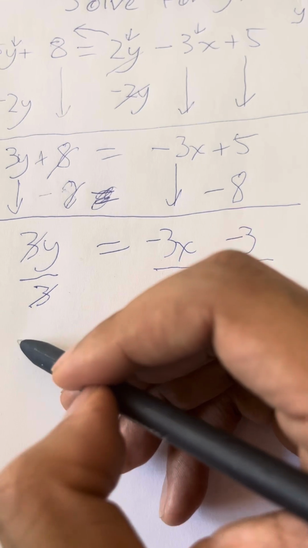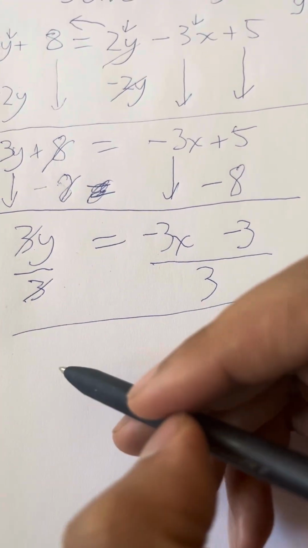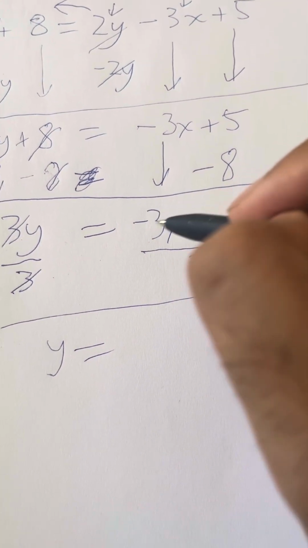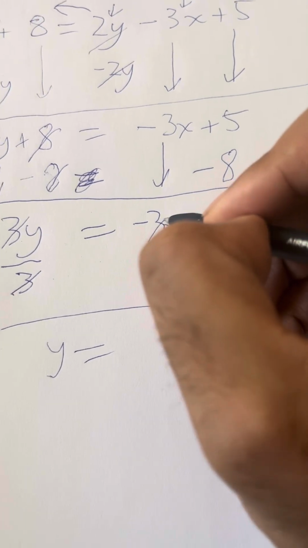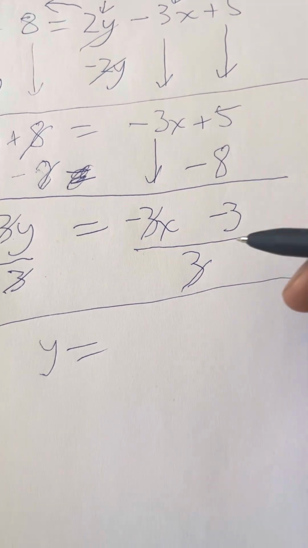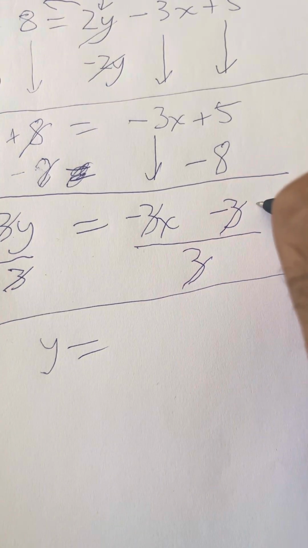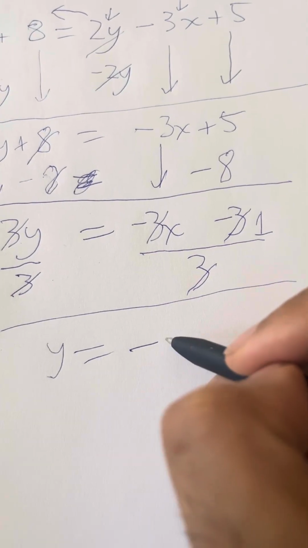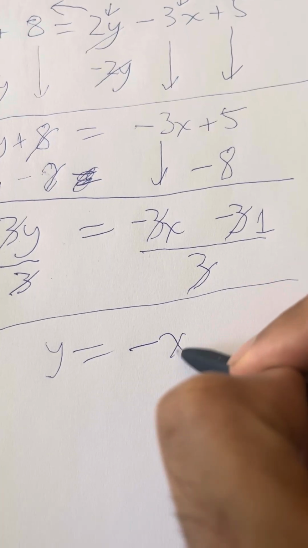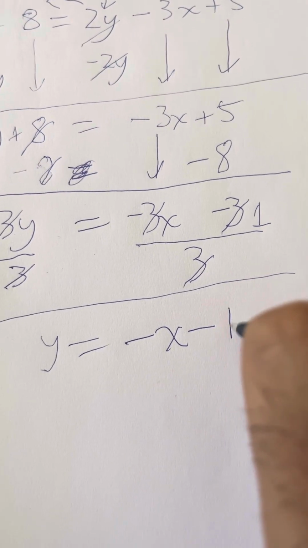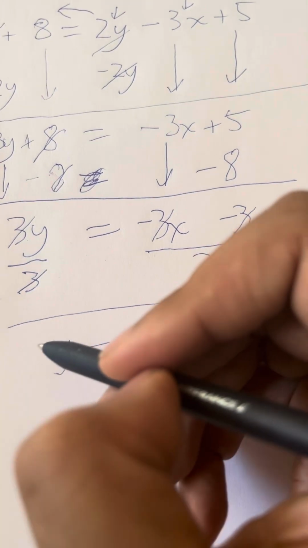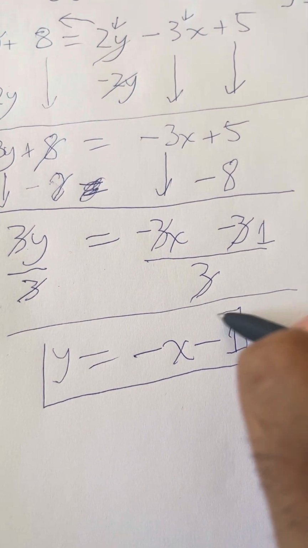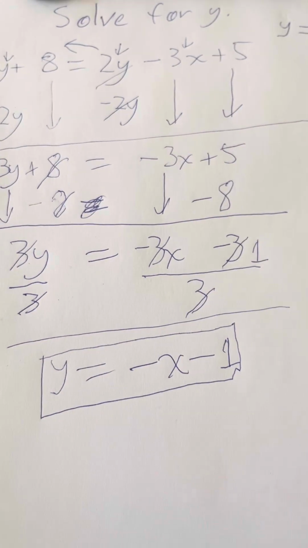3 divided by 3 is 1, so you get y equals, what are we going to have over here? Negative 3x divided by 3, the negative stays, the 3 cancels, so we have negative x. And negative 3 divided by 3 is negative 1, so negative x minus 1. And so this is our answer: y equals negative x minus 1. I hope that helped.